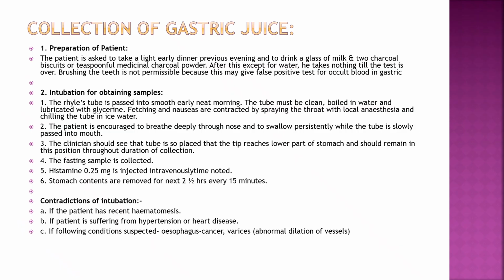Collection of gastric juice. First, preparation of the patient: the patient is asked to take a light early dinner. Then intubation: the Ryle's tube is passed into the stomach early in the morning. The tube must be clean, boiled in water, and lubricated with glycerin. The patient is asked to take a deep breath, and the tube is inserted through the nose or mouth up to the stomach level, and then the material is aspirated with the help of a syringe. The contraindications are hematemesis, hypertension, and heart disease.